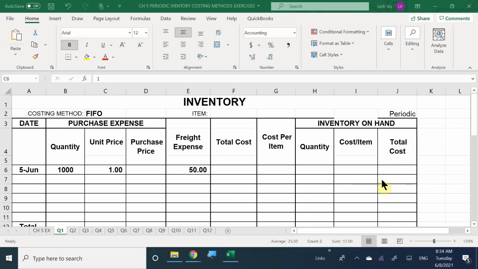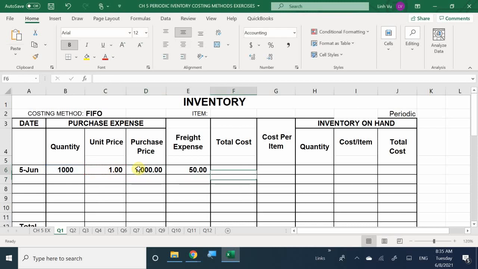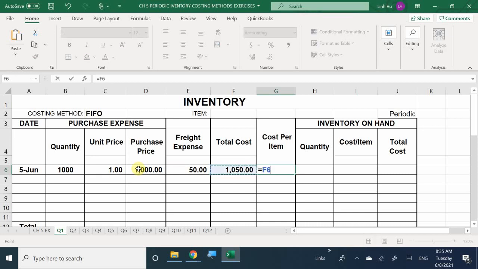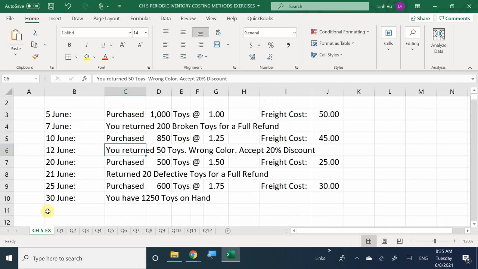All right, so what's my purchase price here? 1,000. My total cost? 1,050. Now, this one we're using FIFO, so do we need to do our cost per item? Yes. Okay, so in this case, my total cost is 1,050 divided by 1,000. That's 1.05. Good. All right.